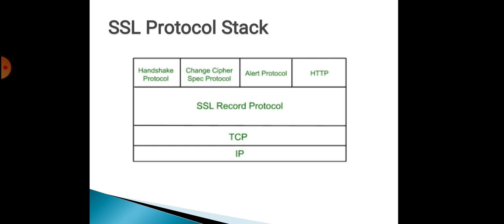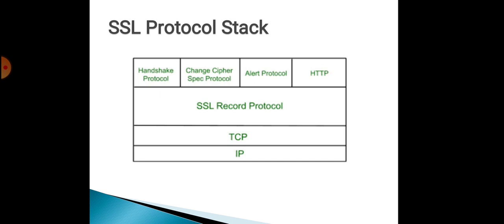SSL uses TCP to provide reliable end-to-end secure service. SSL consists of two sub-protocols, one for establishing a secure connection and the other for using it. So let's start with the SSL record protocol. It provides basic security services to various higher layer protocols. HTTP provides the transfer service for web client and server interaction.